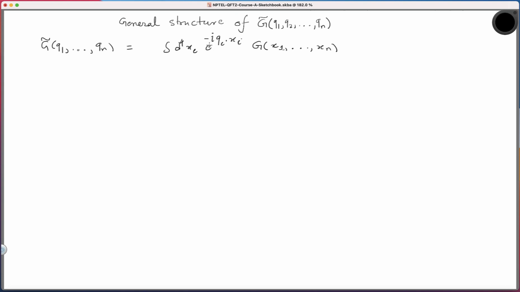Okay, so let me begin by taking a specific example of a Green's function in phi to the 4 theory, which we are at present considering, but whatever I say will apply to any n-point Green's function and in any theory. Okay, so I will take specifically the 4-point function. Okay, conclusions will be applicable in a general theory.